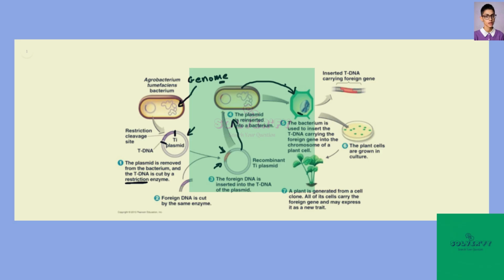Choice D is they contain the circular chromosome of prokaryotic organisms. No, the circular chromosome is the genome, which is the one up here that we talked about. So that's not the plasmid. So choice B is the most correct choice.